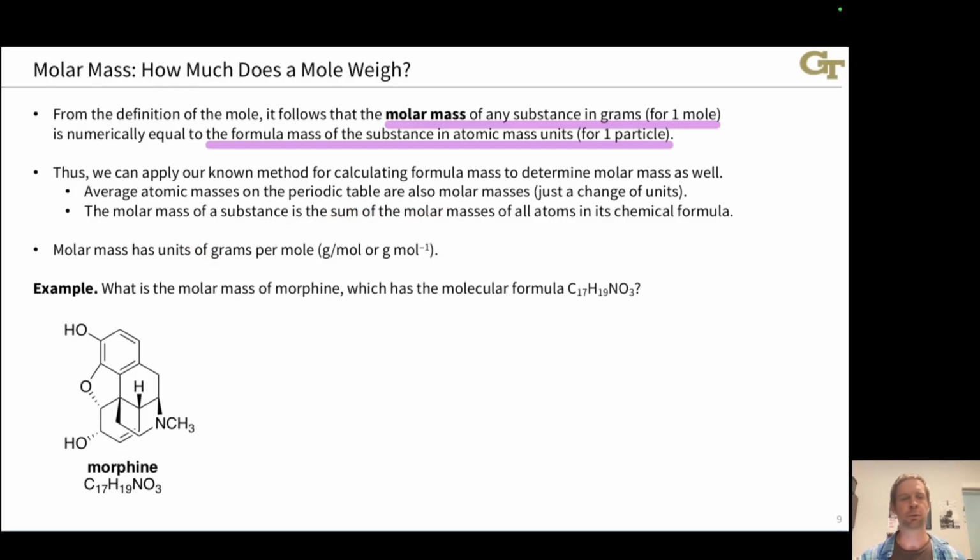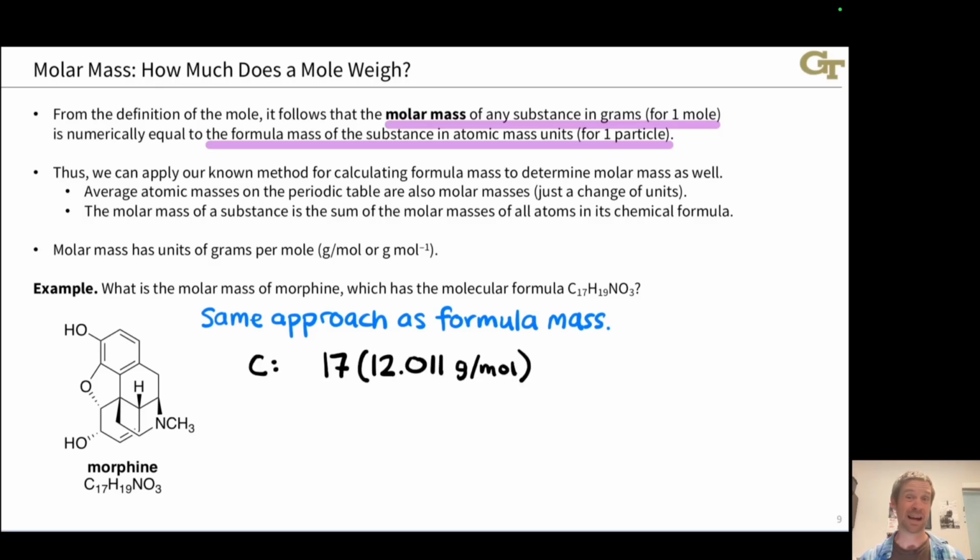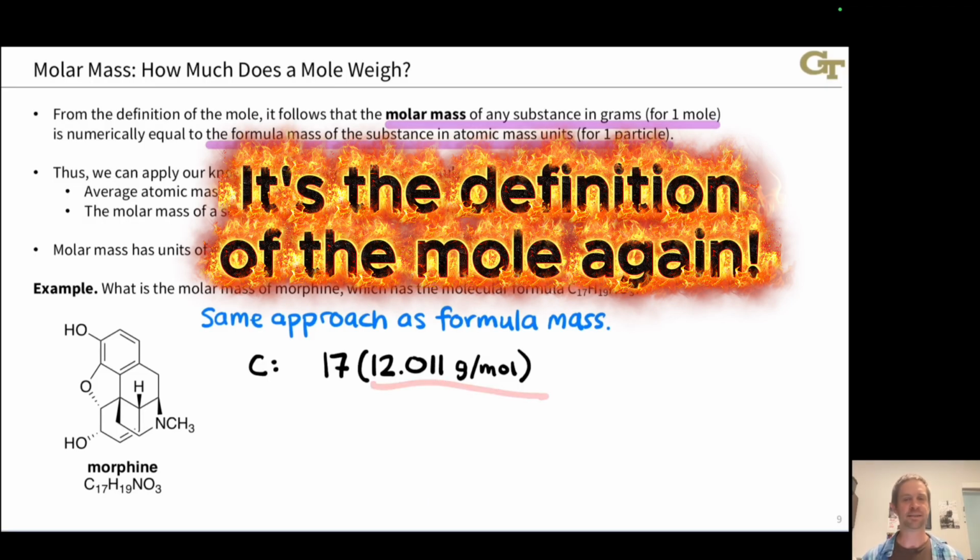And just to highlight this, I wanted to work through a quick example with morphine. Morphine has the formula C17H19NO3. And to find the molar mass of morphine, the mass of a mole in grams, we just apply the exact same approach we would to find the mass of a single molecule in atomic mass units. 17 carbons have a mass that looks like this, 17 times the average atomic mass of carbon. Notice I've made a subtle change of units here, where this average atomic mass of a single atom of carbon is the same numerically as the mass of a mole of carbon atoms in grams.